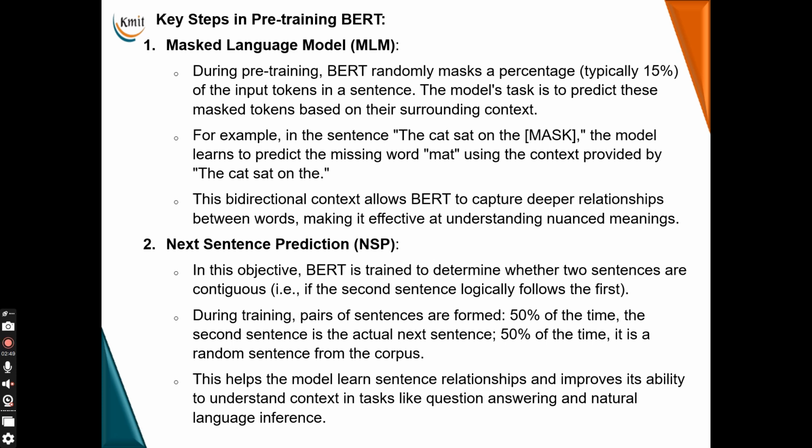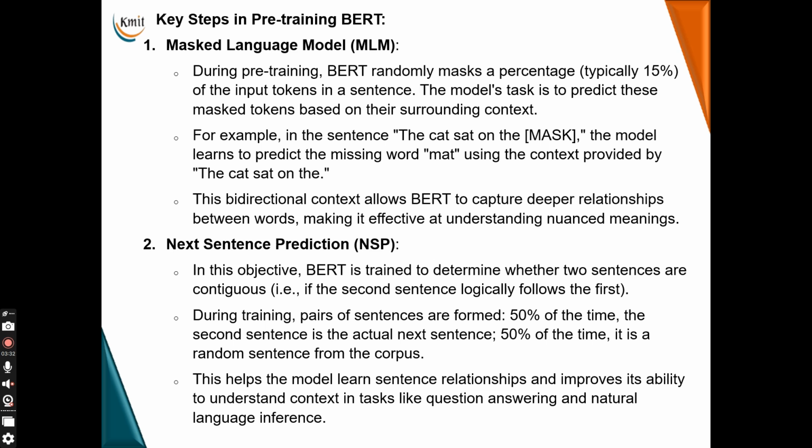First one, masked language model. What do we mean by this? During pre-training, BERT randomly masks some of the input tokens in the given sentence. Generally they suggest 15%, but this can be customized depending on the task we are performing and the model we are working with. The model's task is to predict the tokens that have been masked, and it has to not simply predict any random word, but find a word which fits the context. So understanding context is very, very important.